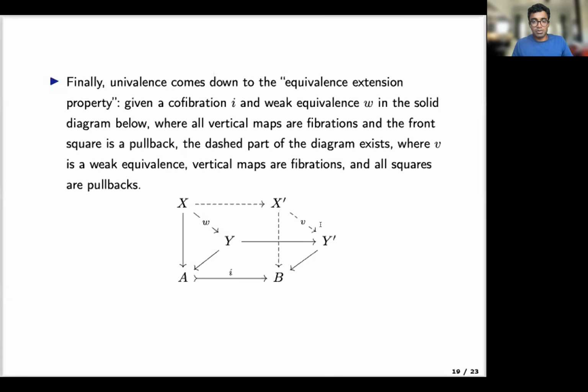Now, if I had a blackboard, I would be able to describe why showing univalence boils down to this, but I don't have a blackboard, so.